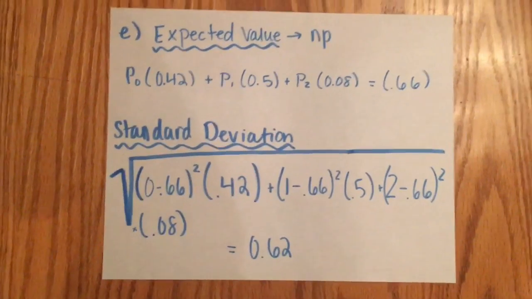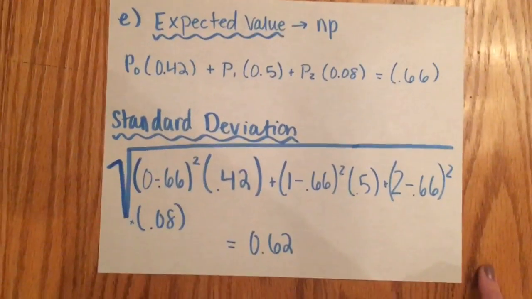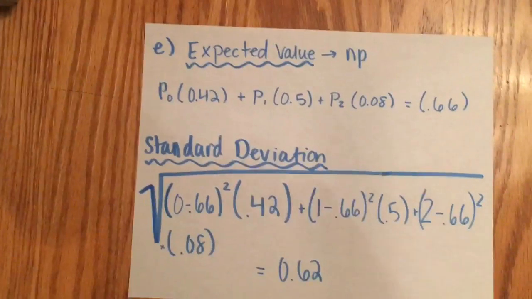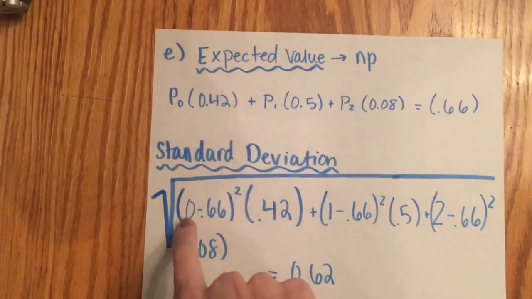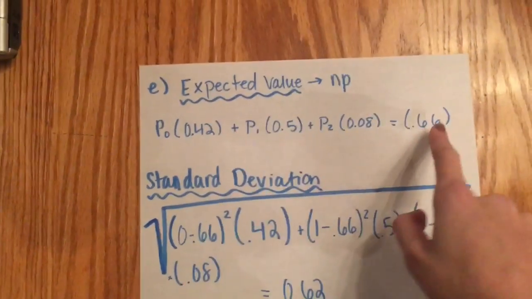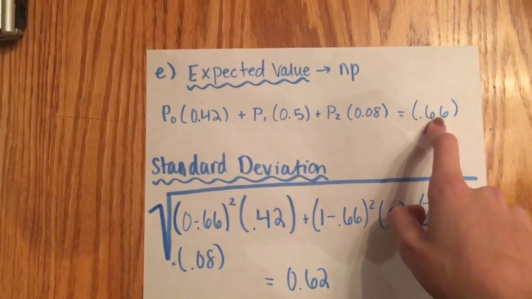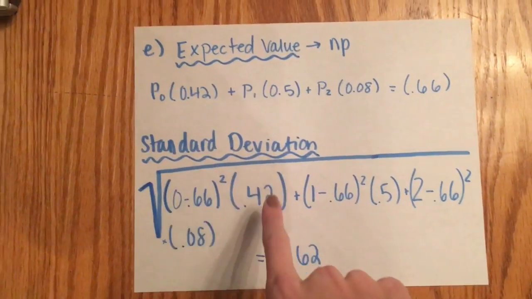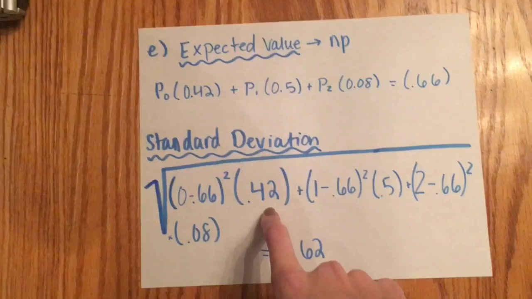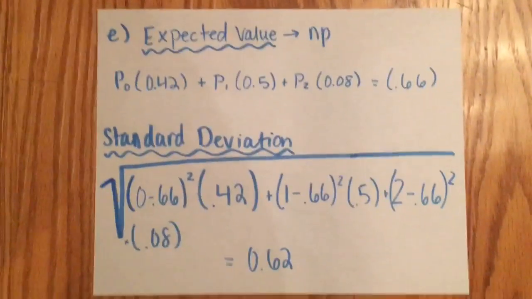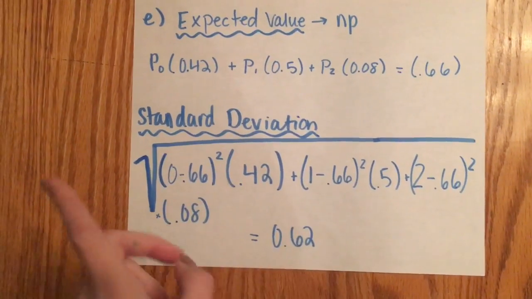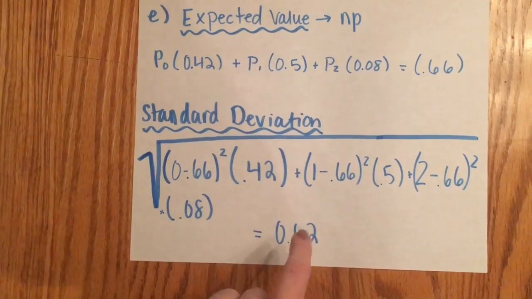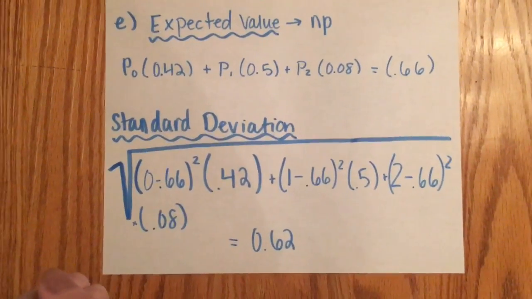And then for standard deviation, this is a hefty one. So it is all of the square root, and then we're going to take n minus mean, or expected value, squared, and then times it by the probability. So we're going to do this for each one in the column 0, 1, and 2. And then add them all together, and you get 0.62.